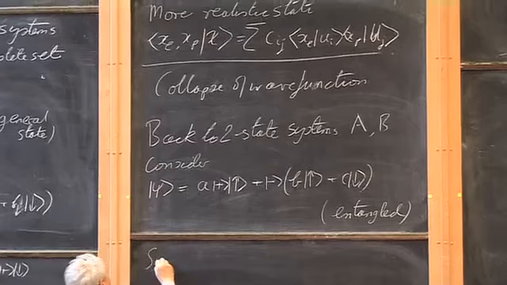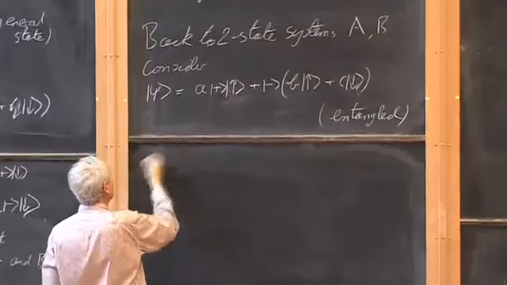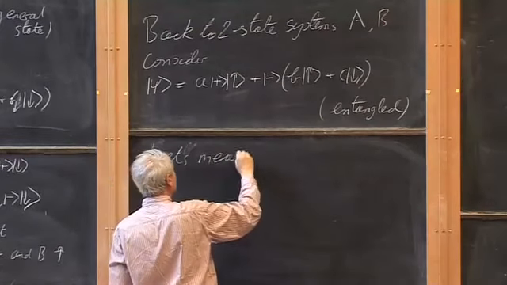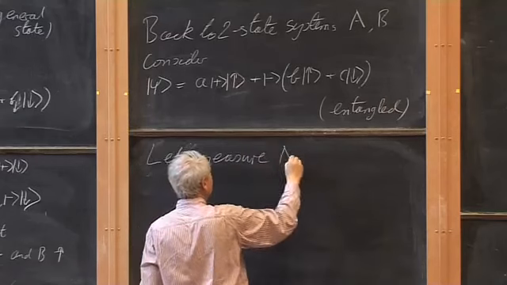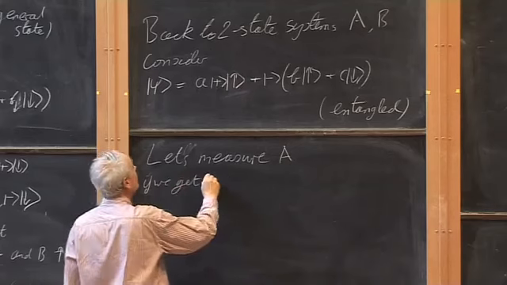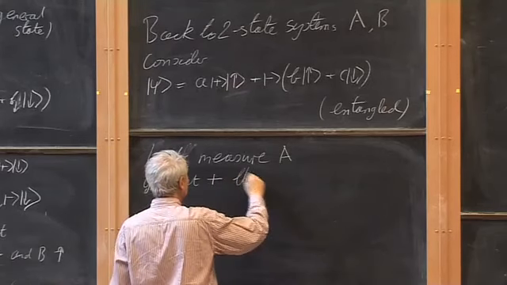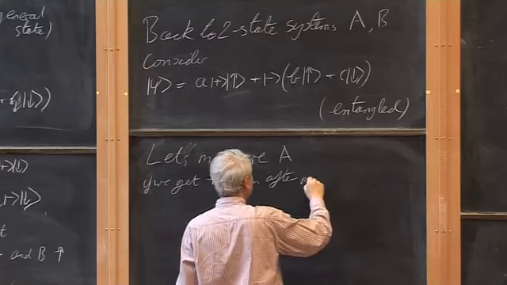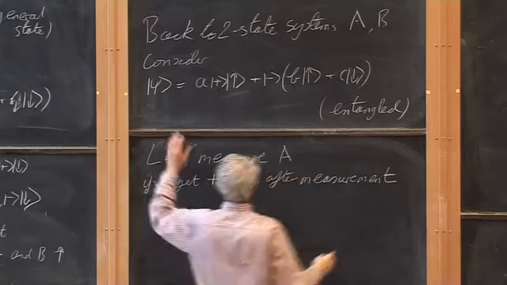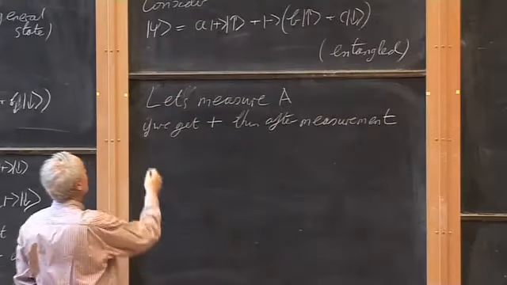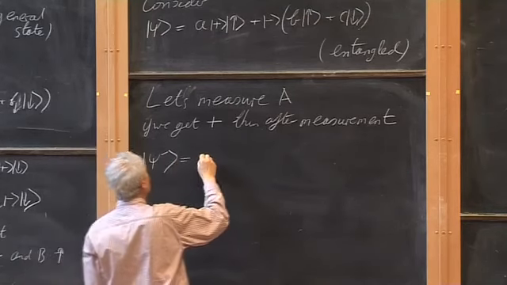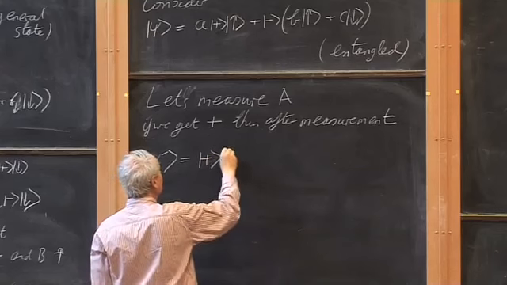Okay, now suppose we measure subsystem A. If we get plus, then after measurement, the theory says, the dogma is, I'm not going to justify this, I'm stating this as a conjecture, that the state of the system now goes to psi primed, which is equal to plus up.